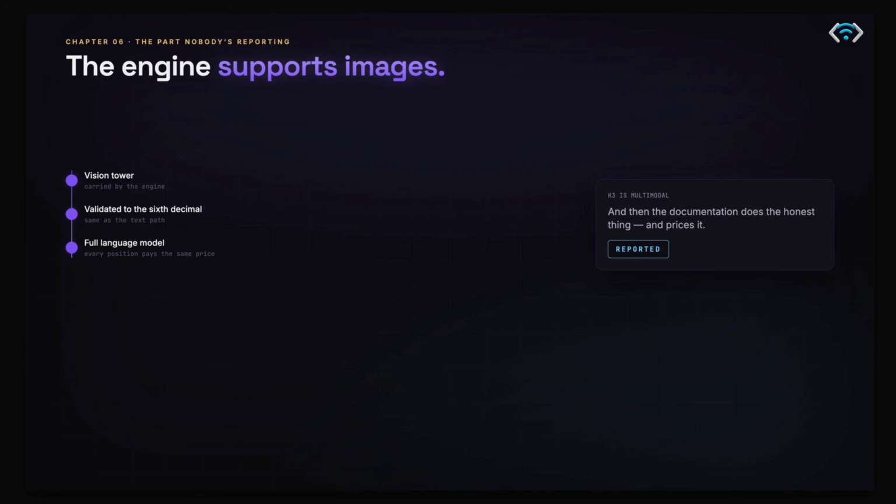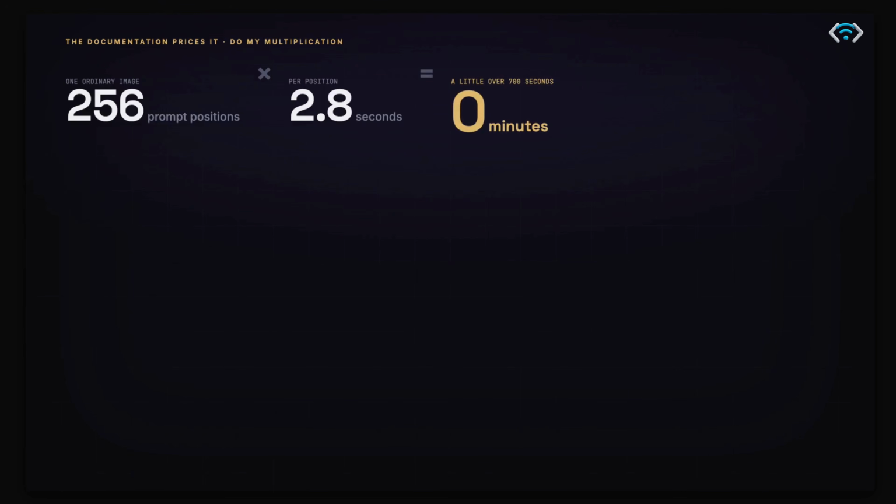An ordinary image becomes 256 prompt positions. The vision tower itself is quick enough, but every one of those positions then passes through the full language model like a text token. At their measurement, that's about 2.8 seconds per position. Do my multiplication: 256 times 2.8 is a little over 700 seconds, roughly 12 minutes to look at one photograph.